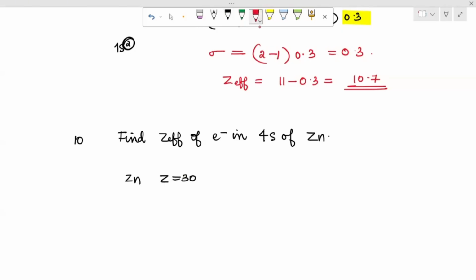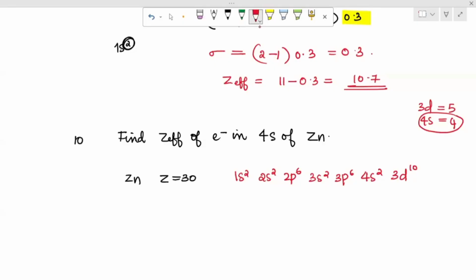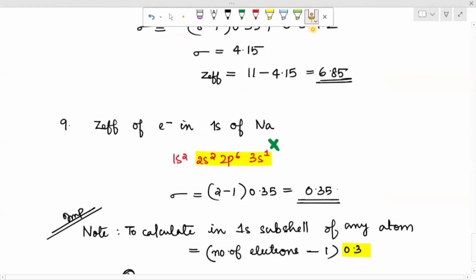Configuration is 30, right? 1s2, 2s2, 2p6, 3s2, 3p6. And we know that among 3d and 4s, here n plus l is 5, here n plus l is 4. So this will fill first. 4s2, 3d10. Okay. This is your electronic configuration. And when you consider this electronic configuration, the question is to find the Z effective on 4s. And you might think that we have to cut this because this is written afterwards. No. That is the note which we first wrote.